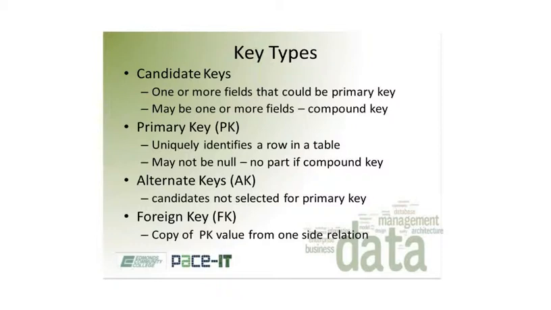And a foreign key literally is a copy of the primary key value from a particular row in a one-side relation that, when placed as a foreign key column in a many-side relation, the value would link us back to that row in the one-side relation.